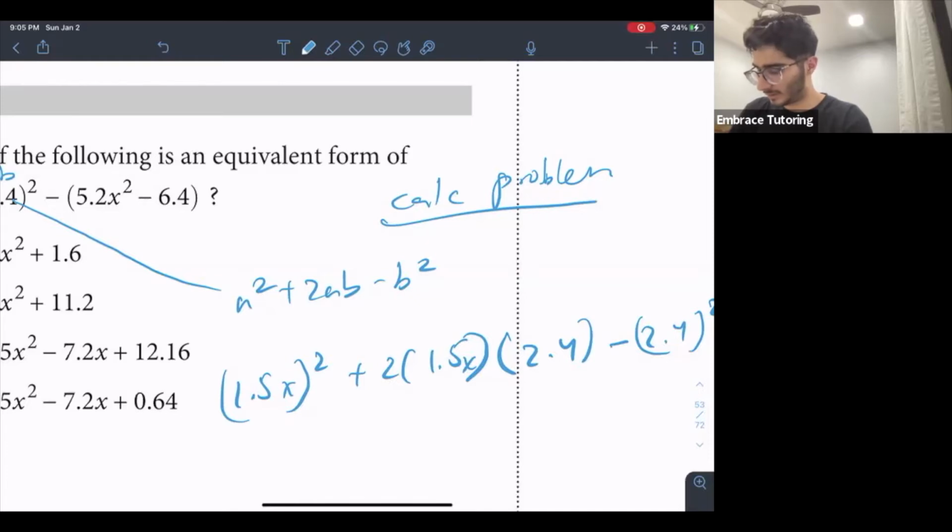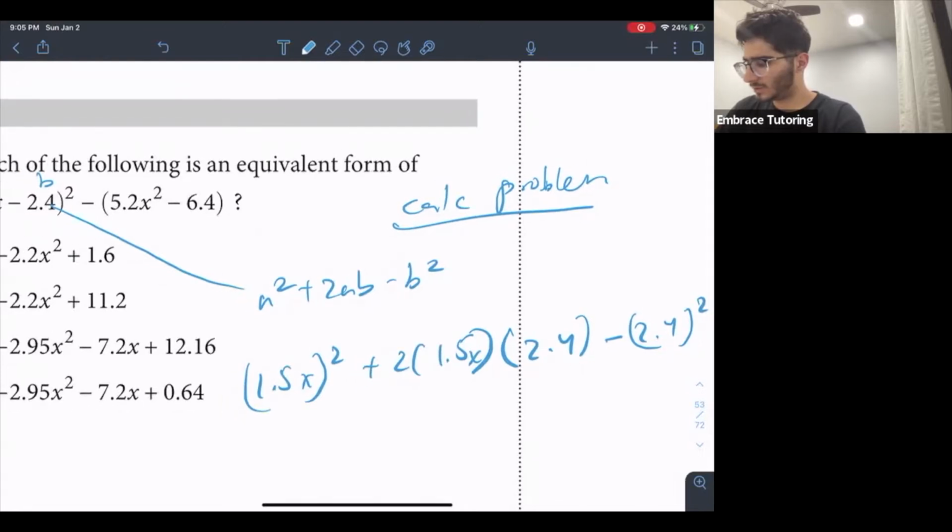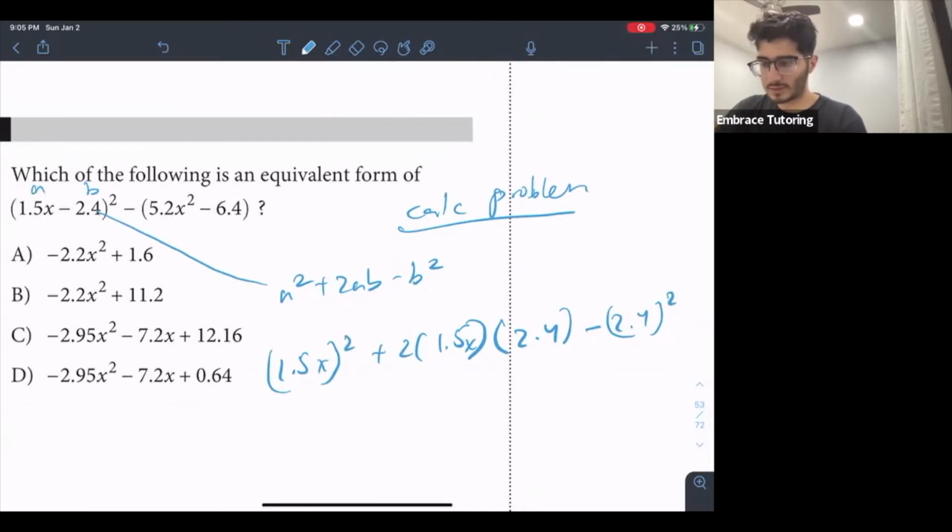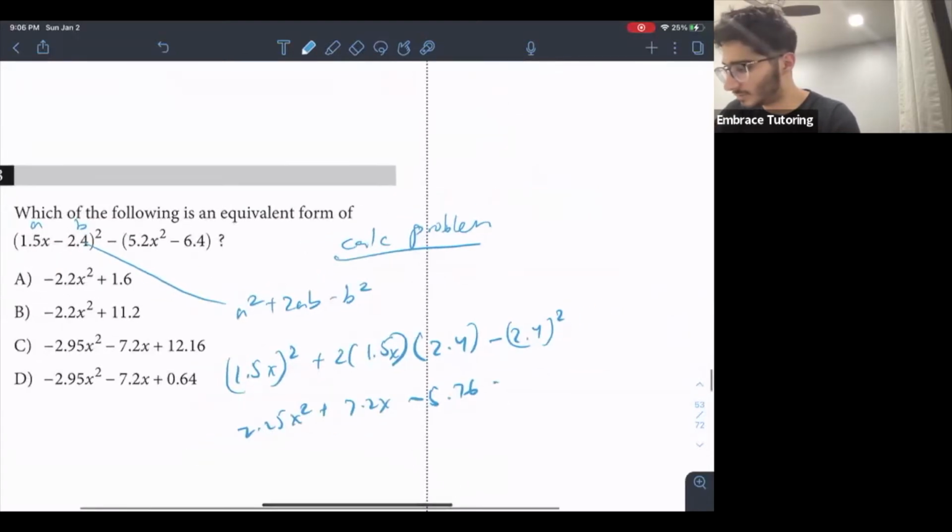So then it would be 1.5x, because then you need the x, it decreases in terms of exponential degrees. It would be 1.5 squared to give you 2.25x squared plus 1.5 times 2.4 times 2, 7.2x minus 2.4 squared, and that's 5.76. And you subtract that from 5.2x squared plus 6.4.